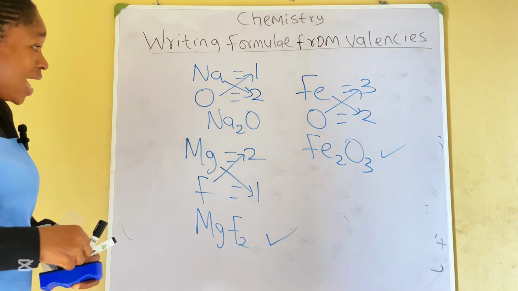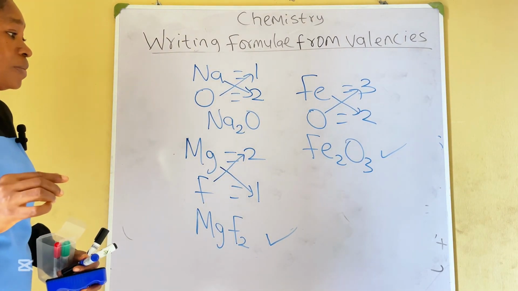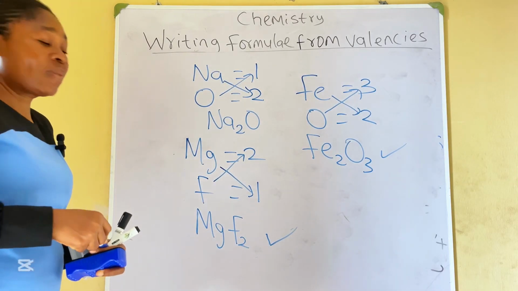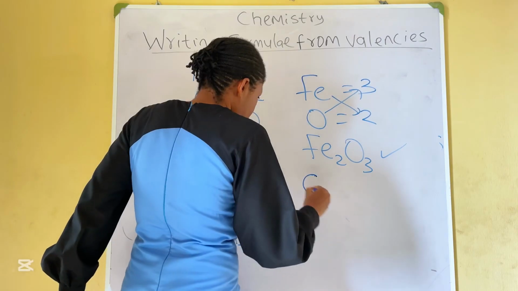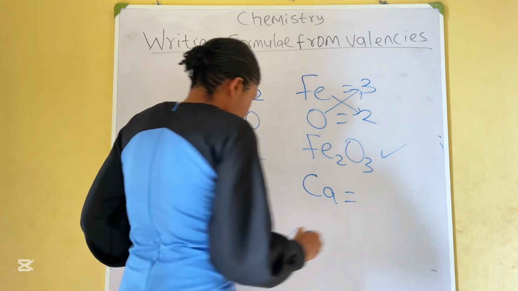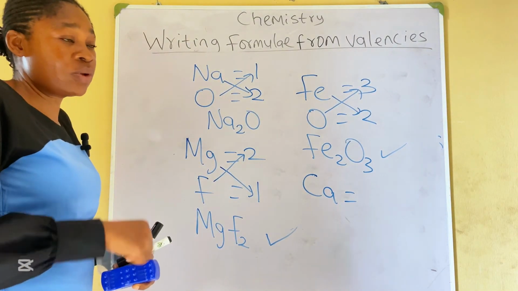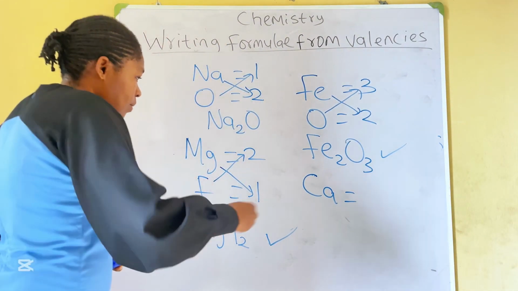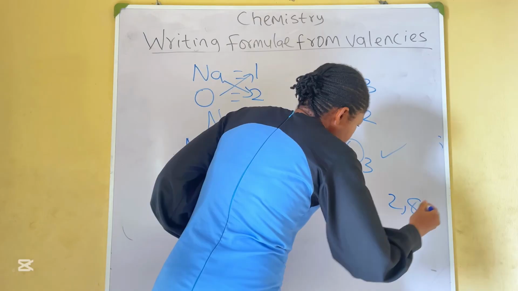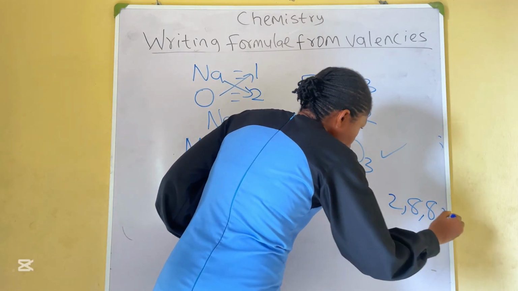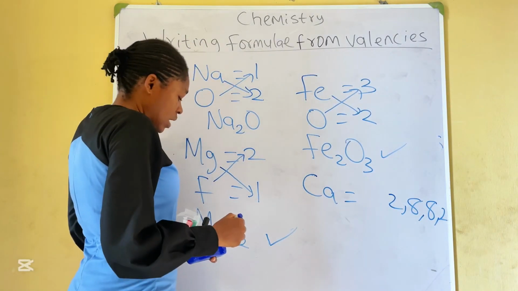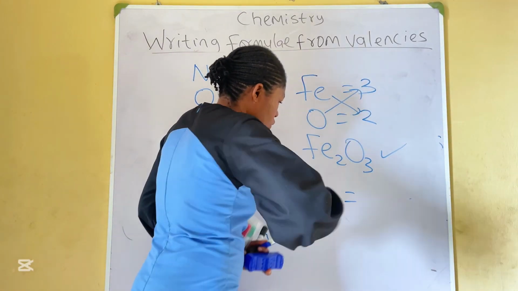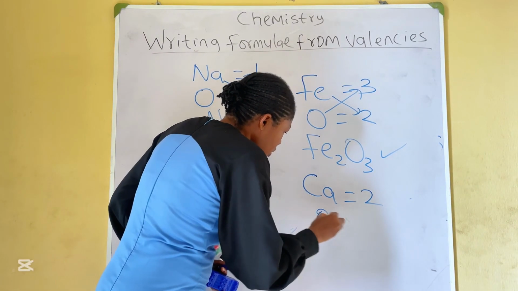Okay, let me add another chemical formula for this. Let's try the chemical formula for calcium oxide. Calcium is what? 2. That's number 20. Number of electrons 20: 2, 8, 8, 2. So 2 is the valency for what? Calcium. So put this 2. Oxygen is what? 2.